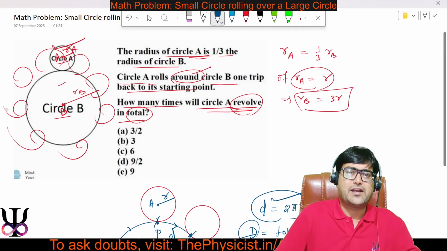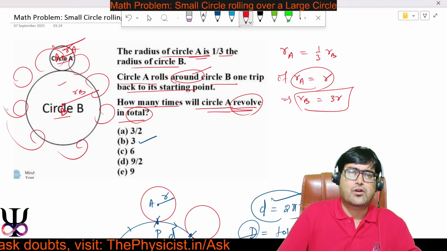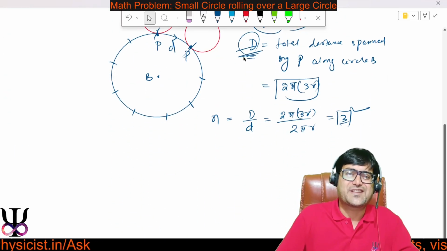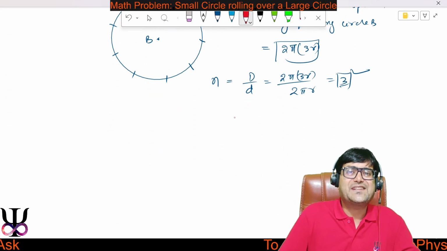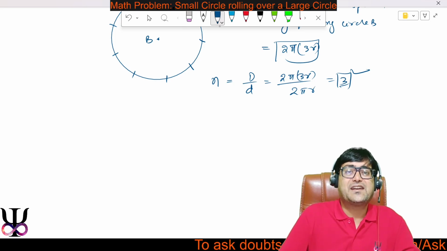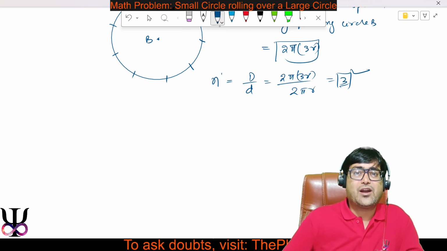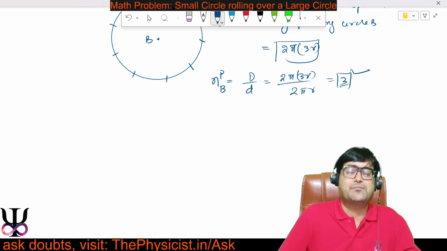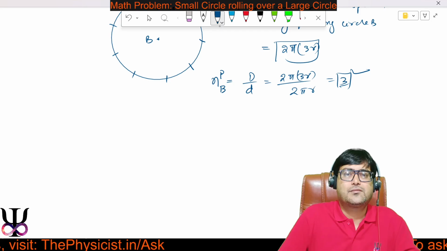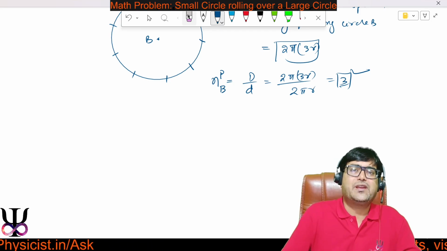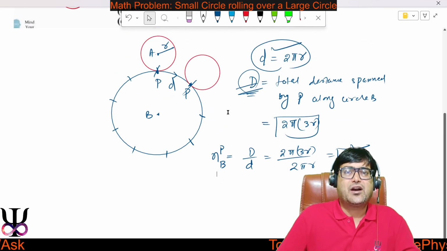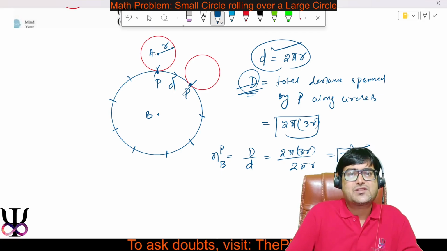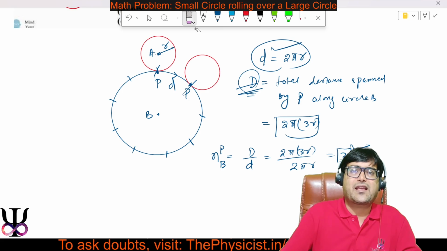So you go back and you select 3 and bang, you are wrong. Why? You missed a very small thing. Very, very small thing. Understand, when you say n, it is not just n, it is n of what? N of the point P around B. Not around B, rather you can say it's the n of P moving around A, right? Let's call it around A.